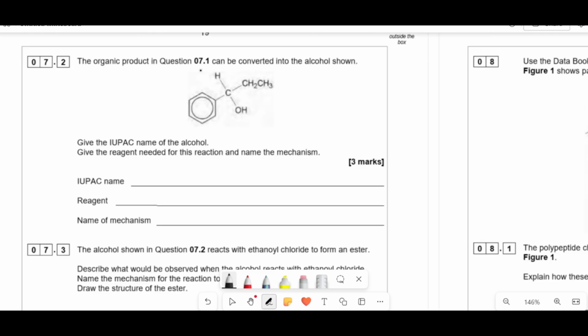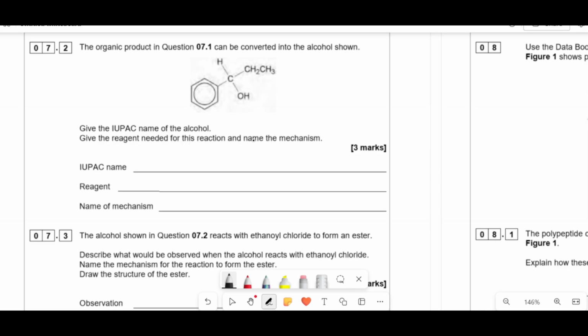The organic product in question 0.71 can be converted into this alcohol shown. Give the IUPAC name of this alcohol, then write the reagent needed for this and name the mechanism.